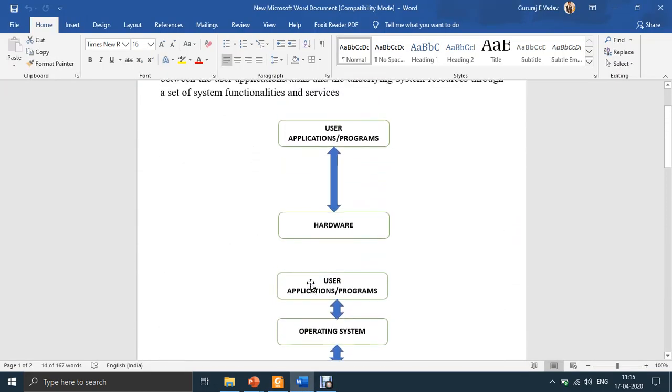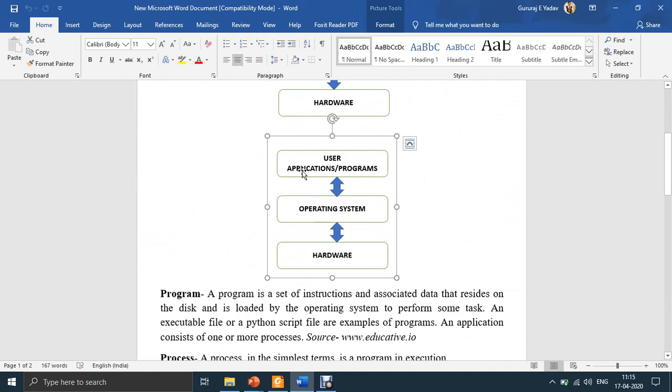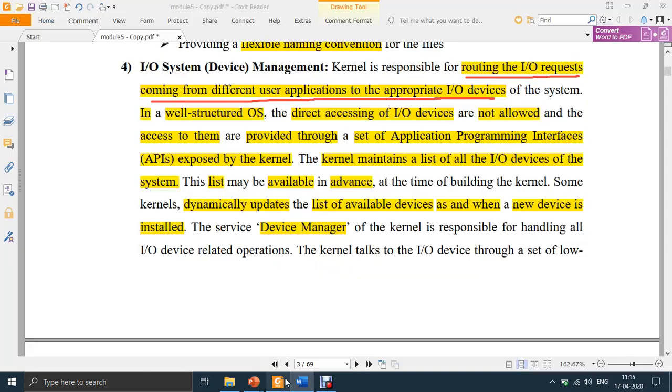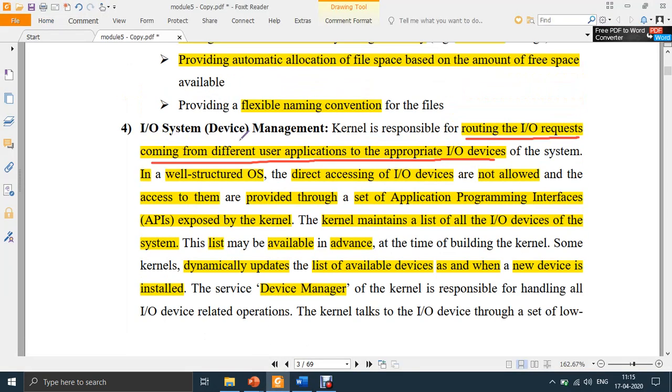Let me give an example. Some application requires access to the camera. That request has to go through the operating system, and that request will be handled by which service? By the IO system management. It will route the request to the appropriate IO device. In this case, the IO device is the camera. Some application requests the camera, and it will grant access to the camera.